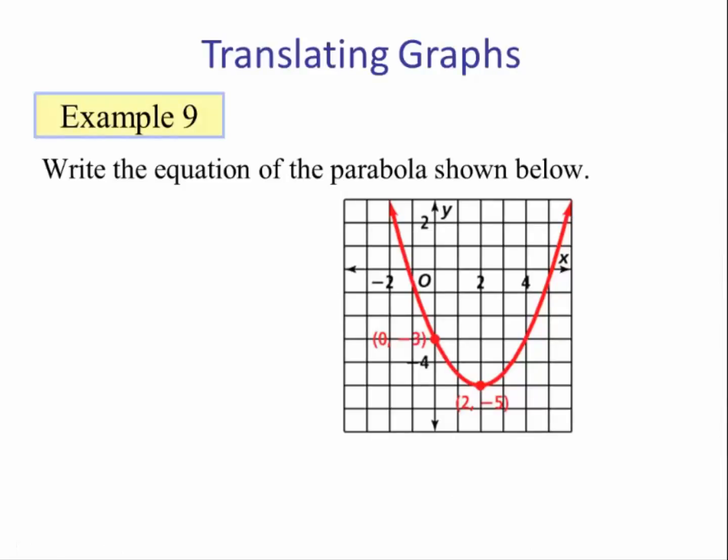Example 9. In this example, we're going to work backwards. Instead of having an equation and graphing it, this time we have a graph and we want to write the equation of the graph. We know the vertex, 2, negative 5, and we also know a point, 0, negative 3. So that's the y-intercept. So if we have these 2 points, the vertex and a point, we can write the equation in vertex form.